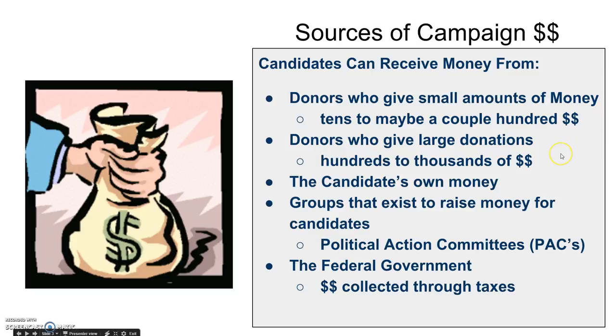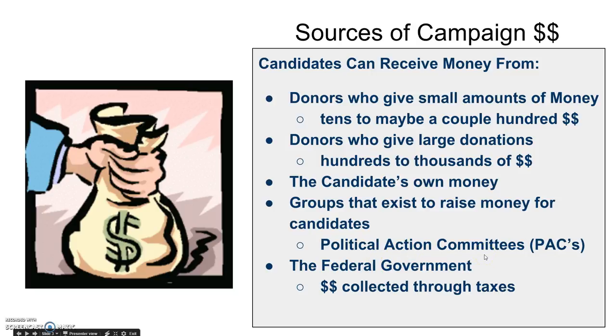Candidates also get money from large donors. These are the people that command a lot of funds and donate money to politicians in large amounts, several hundred to several thousand dollars. Candidates can also use their own money that they've raised through a business or have gotten in any other way. Candidates can also use outside groups to raise money for them, and a really common example of an outside group that raises money for a candidate is a PAC, or a political action committee.